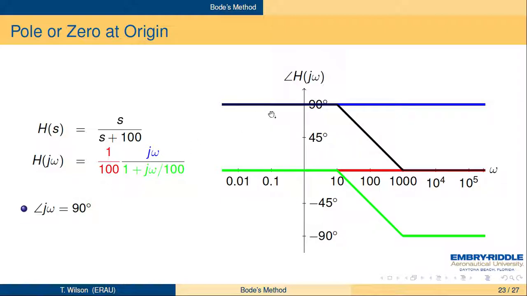Add those up. So it's a straight line, 90 degrees up until a frequency of 10, down to 0 degrees at a frequency of 1,000. 6-degree corrections, and then smooth line between them. And there's your actual angle curve. And this is what we saw earlier.